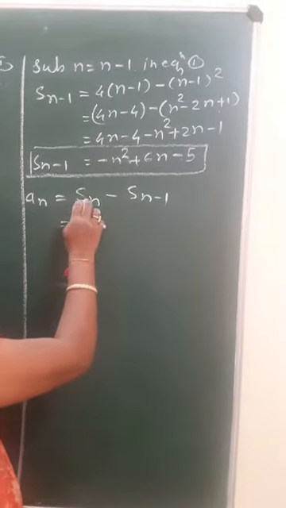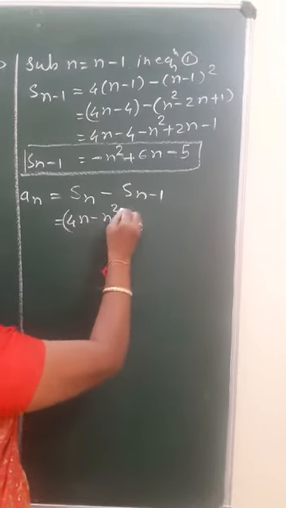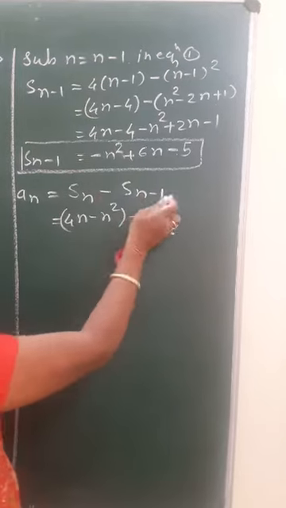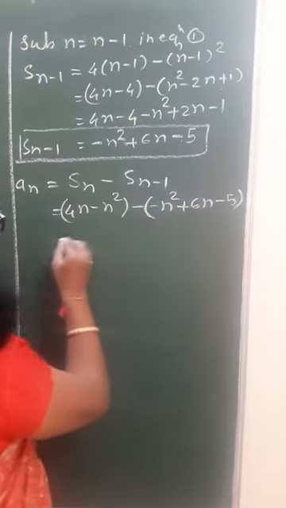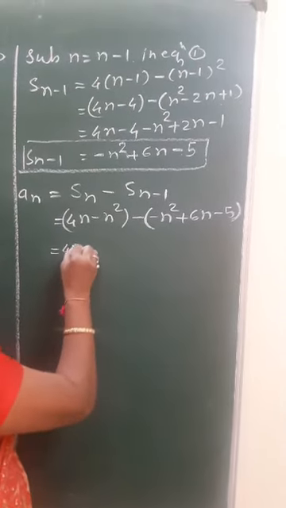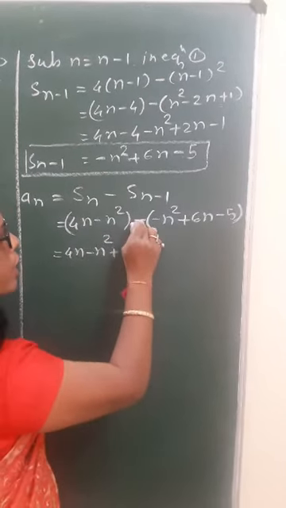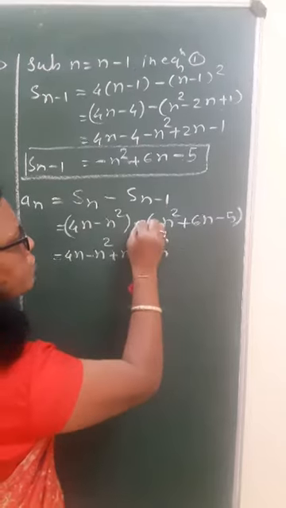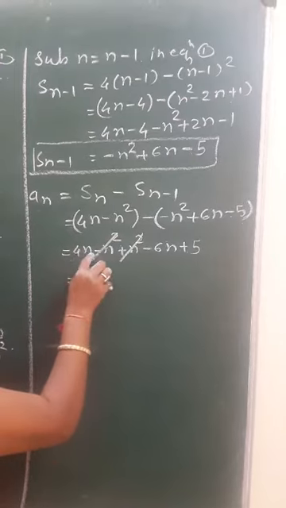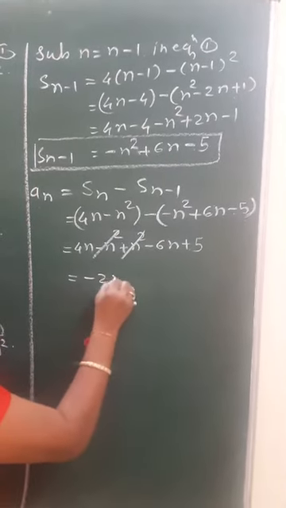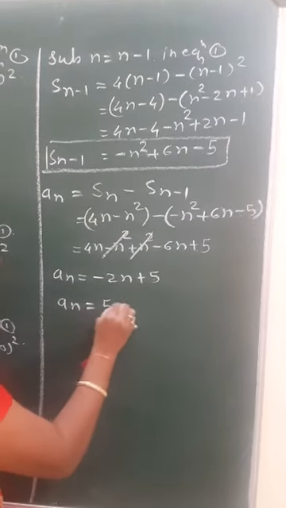Now we will substitute the value. Here Sn is nothing but 4n minus n square, is it? And in the bracket with minus, what is the Sn minus 1? Minus n square plus 6n minus 5. Okay, what we have to do is open the bracket: 4n minus n square. Minus into minus is a plus n square. Minus into plus is a minus 6n, and minus into minus 5 is a plus 5. This will be cancelled. We will get 4n minus 6n means minus 2n plus 5. So here we will get the nth term of this AP is 5 minus 2n.